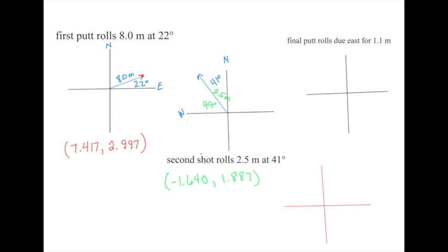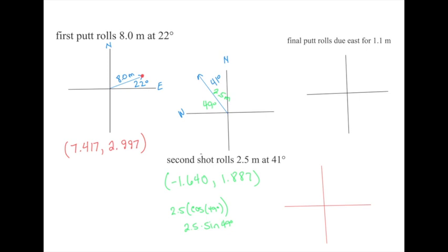So to calculate these, we're just taking the 2.5, which is my magnitude, times the cosine of that 49-degree angle. That's my X value. And my Y value is the same thing, but with sine. So again, why did I put a negative? My calculator did not give me negative 1.640. I am in the second quadrant, so I have to use a negative, because that's how the movement of that ball went. All right, let's look at the last one.